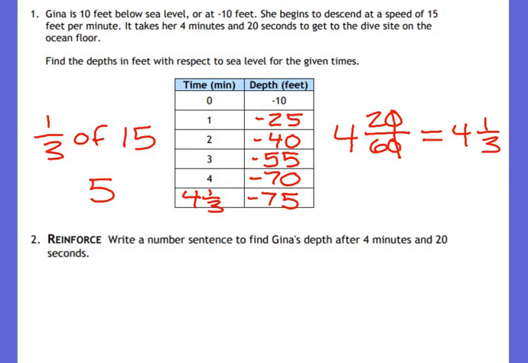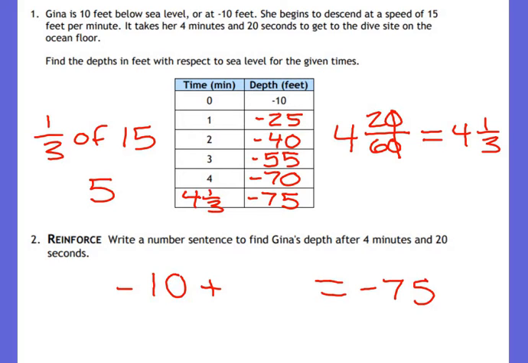Very good. Okay, number 2 is really a homework question, but I'm going to walk through it. It says to write a number sentence to find Gina's depth after 4 minutes and 20 seconds. Well, what was her final depth? Negative 75. So I know it equals negative 75. Where did she start? Negative 10.